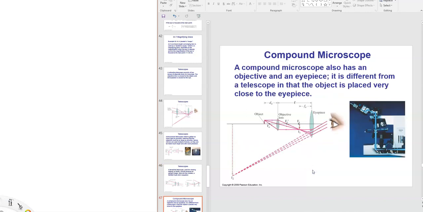Microscopes, something you use often in your biology studies. So here you have a small object. The object is going to be much closer in this case, not like a telescope. So it creates a little larger image, right? The first magnification gives a real image, and then the second one is going to make it much bigger. So this is a basic microscope.